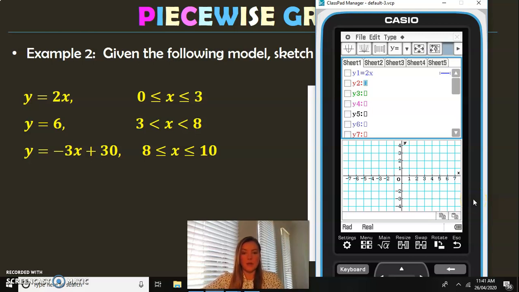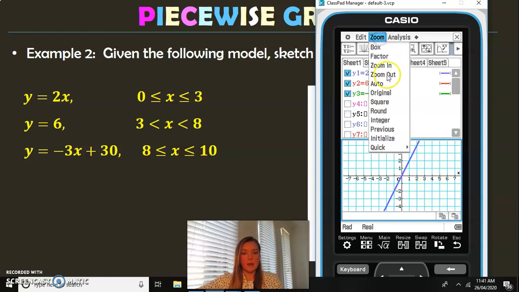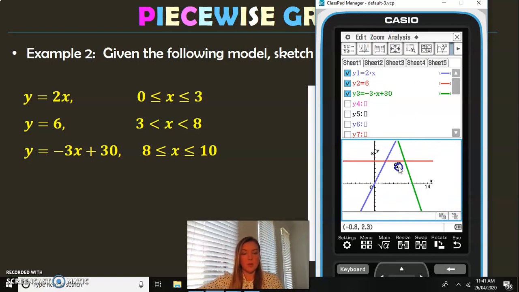The next one is a y equals 6 graph. And the next one is a y equals -3x plus 30. Now, if I graph these all together, you would get a funny sort of view of this. If we zoom out a little bit, we can hopefully see a little bit more of it.